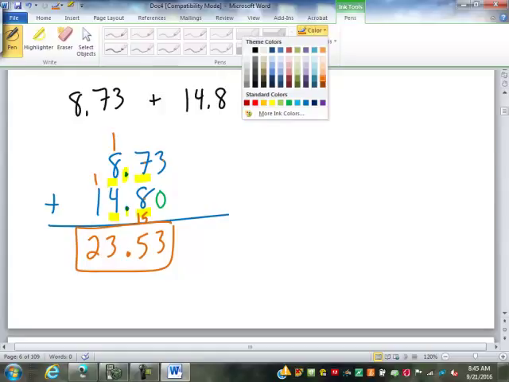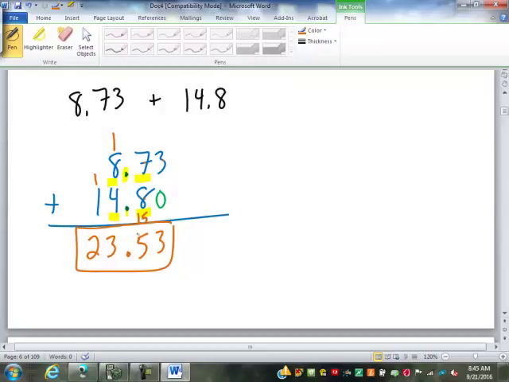So 23.53. Bringing that decimal point down, remember we said when we add or subtract, we keep the same name. So bringing it straight down made sure that the tenths stayed tenths, the hundredths stayed hundredths, the ones stayed ones, and so on. So the way we handle our decimal when we're adding and subtracting decimals, we line them up because when we add or subtract, we must have the same name.